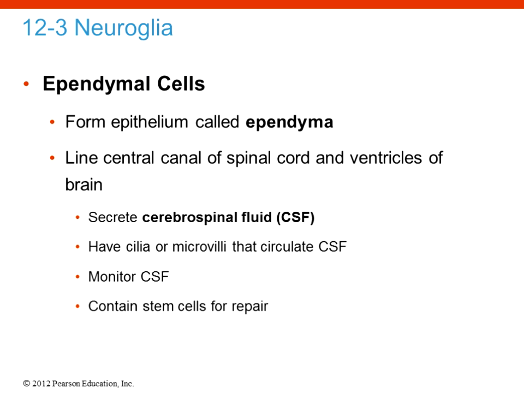Okay? First type is an ependymal cell. Ependymal cells form a type of epithelium called ependyma, which essentially, these ependymal cells are found lining inner chambers within the spinal cord and within the brain. We call those chambers the central canal of the spinal cord and the ventricles of the brain. And what these ependymal cells do is produce the fluid that resides within these chambers. That fluid is called CSF, or cerebrospinal fluid.